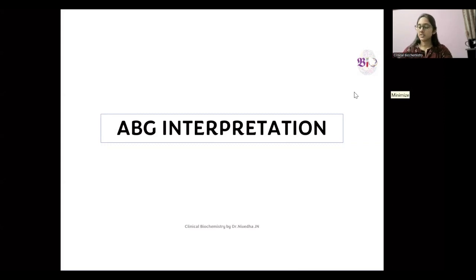So ABG interpretation. I've got a few case scenarios for you, so we'll just try to solve those cases, right? This may not be the only session on ABG interpretation. We'll have subsequent sessions in future, wherein we will try to solve more cases. Only then will we be able to master this ABG interpretation.